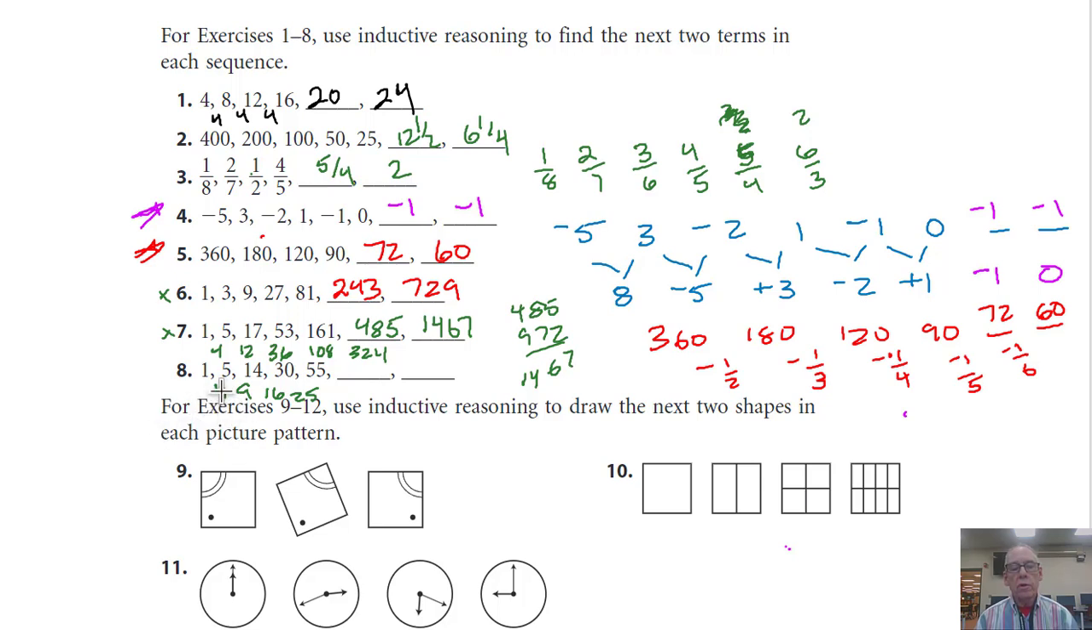So 2 squared is 4, 3 squared is 9, 4 squared is 16, 5 squared is 25, 6 squared is going to be 36, and 7 squared is going to be 49. So 55 and 36 is going to give us 91, and 91 and 49 is going to give us 150. So that's how we would do those. Let's look at the next ones.